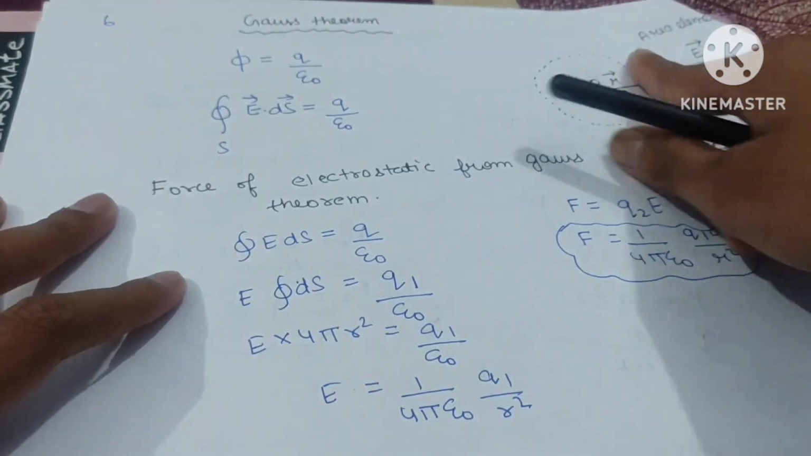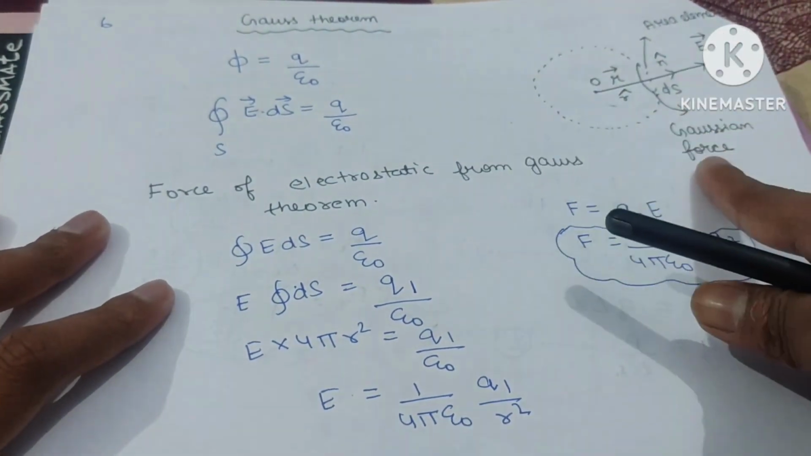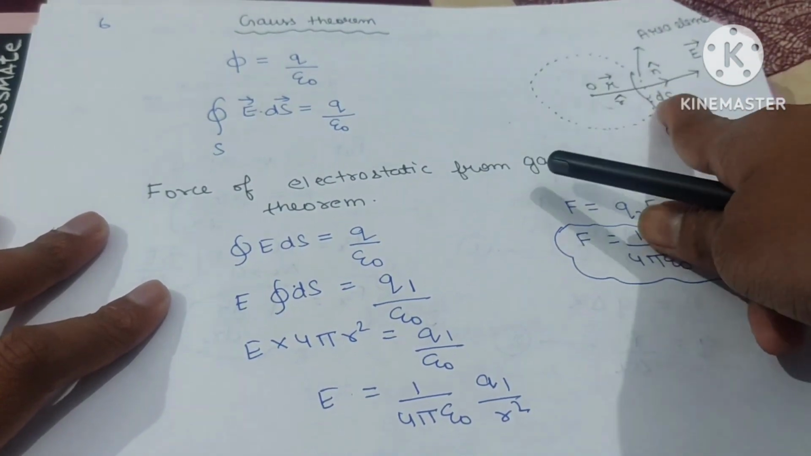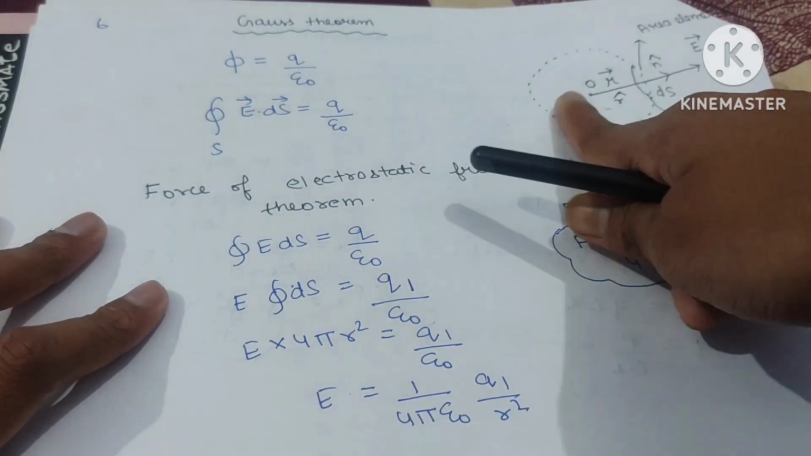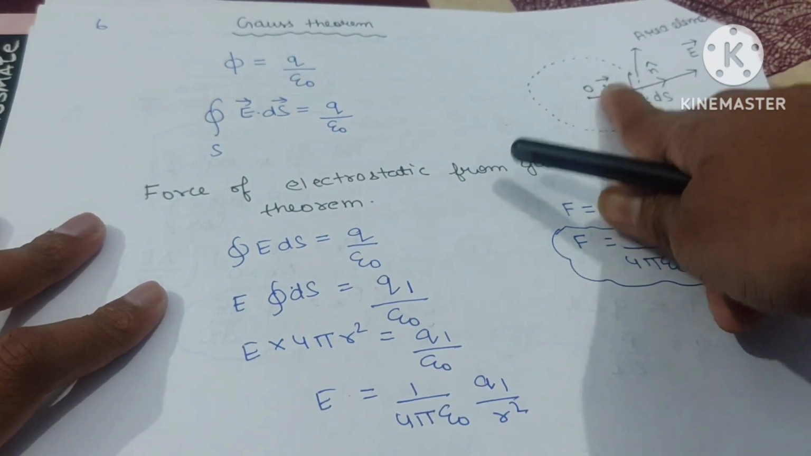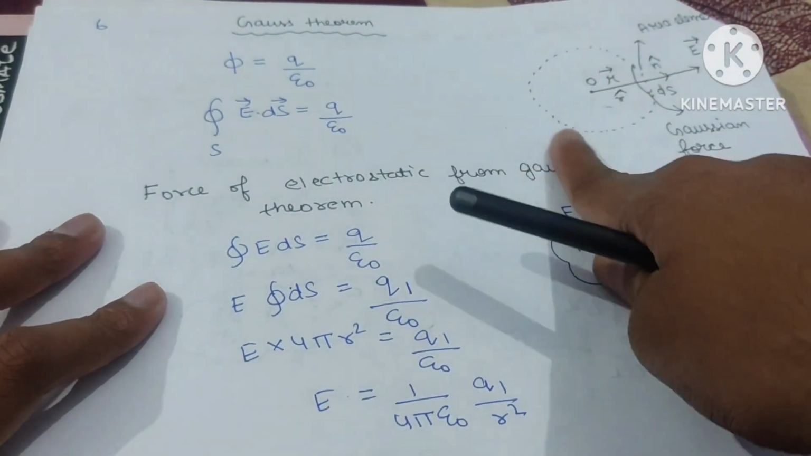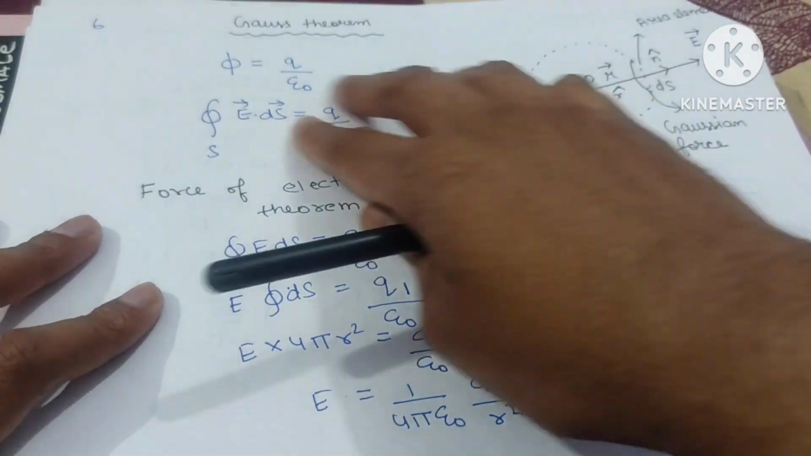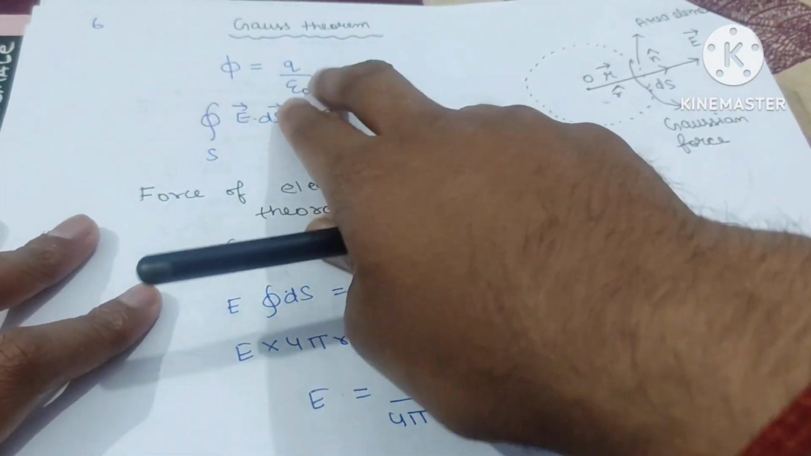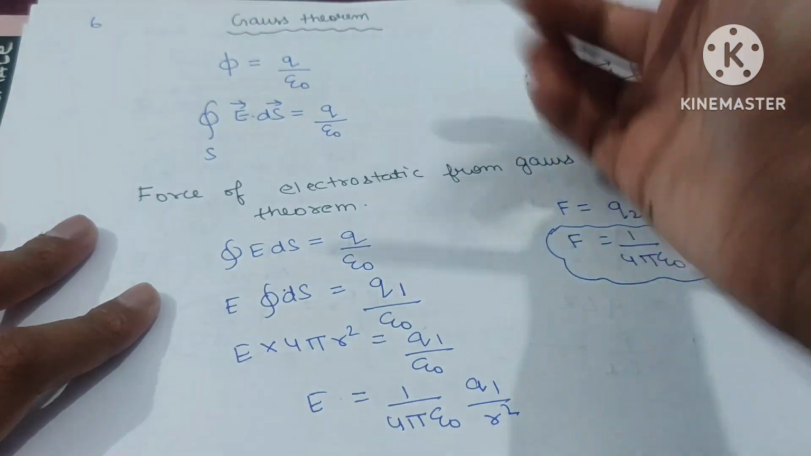So we know this is an enclosed surface, this is a Gaussian surface, this is the area element dS, this is the element, this is n cap, and it is at a distance r vector with r cap, and this is the electric field. So this is a basic diagram, and we know the Gauss flux is equal to q by epsilon naught, and this is the Gauss theorem.